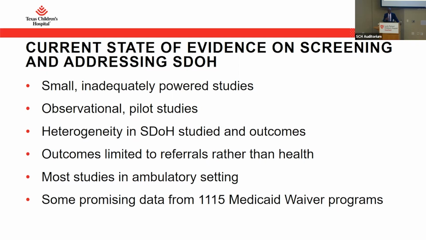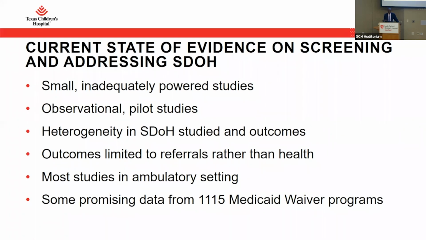The last thing I would say is there has been some promising data about addressing social determinants of health from the 1115 Medicaid waiver programs, but those programs aren't meant to be rigorous in their evaluation in the way of a research study. So it gives some signal that these interventions work, but again, not done with the rigor where you can say for sure. So that's where we've gotten a lot of our data, and that's the state of the evidence for now.